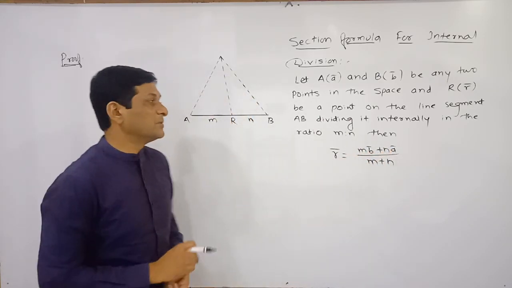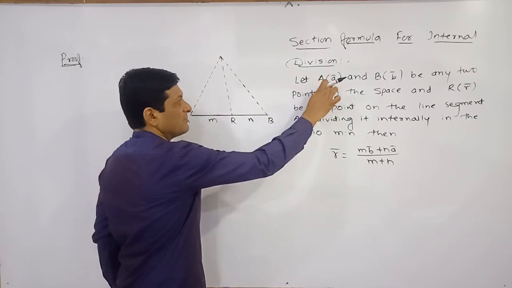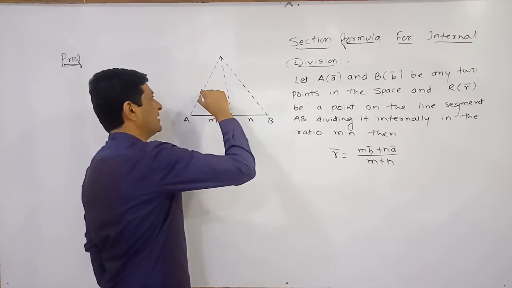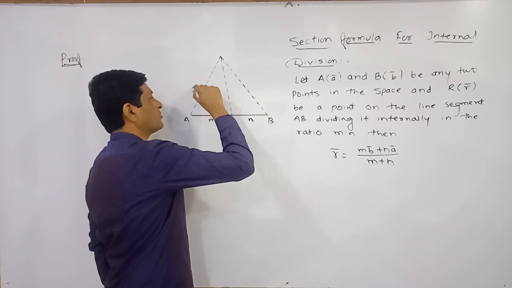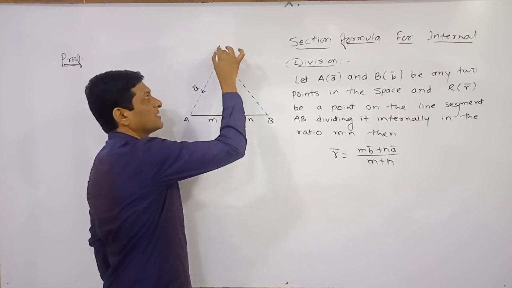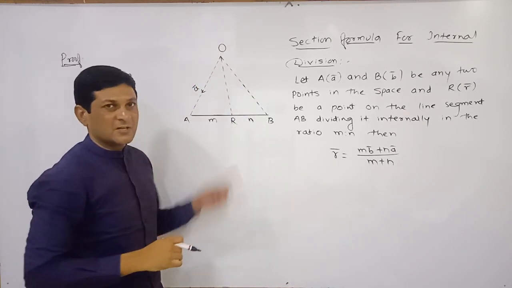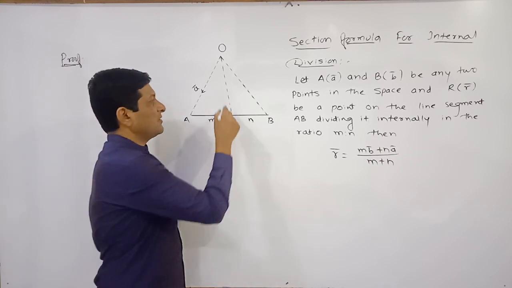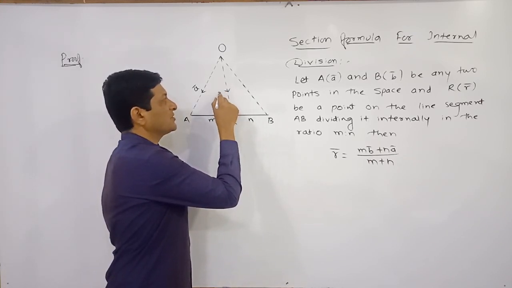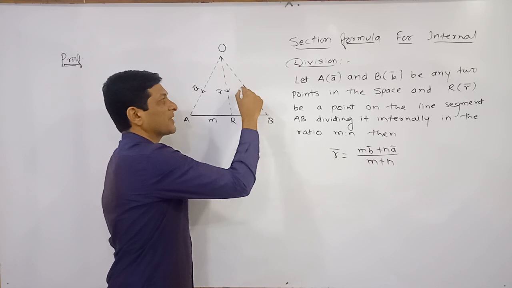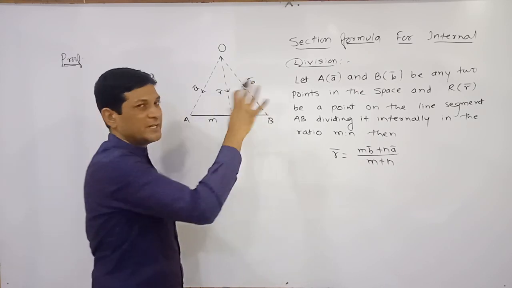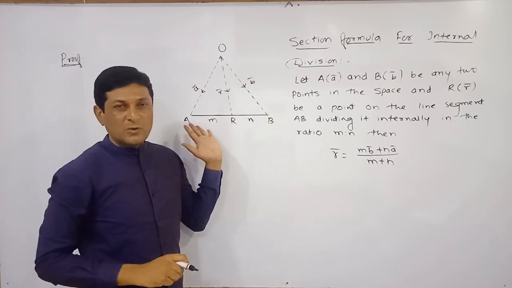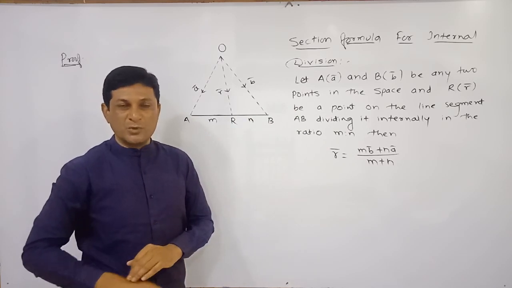According to the given condition, A bar is the position vector of point A. So we are denoting the position vector of point A as A bar. Let us define this position vector with respect to point O. In the same way, the position vector of point R is denoted by R bar and the position vector of point B is denoted by B bar. So all the given conditions we have shown in the figure.